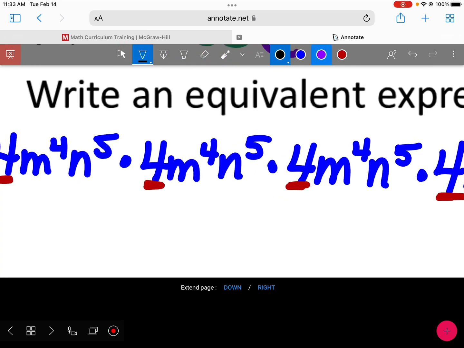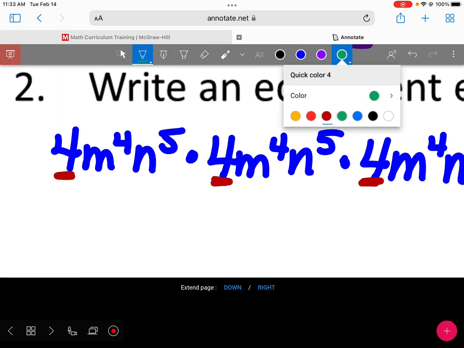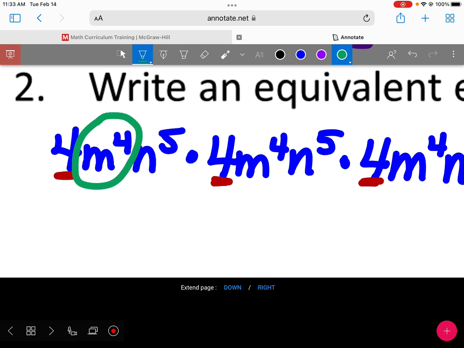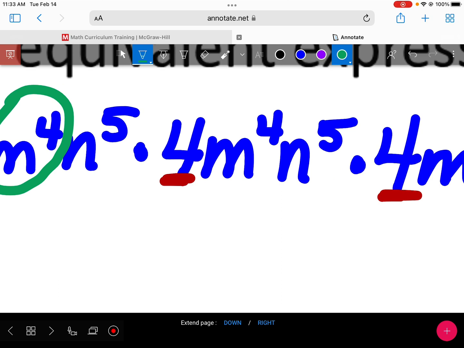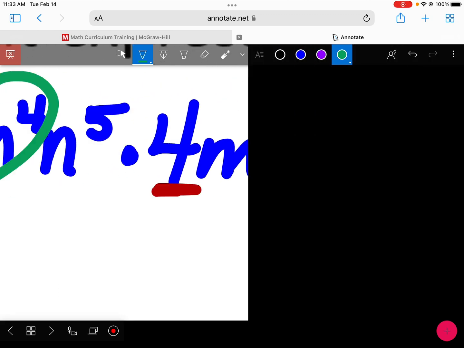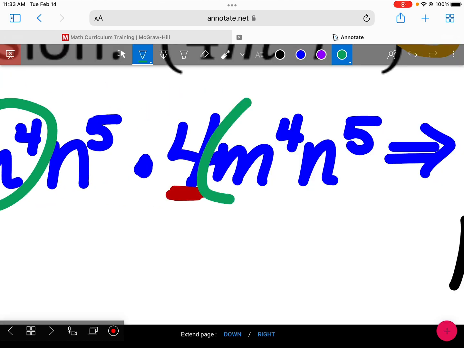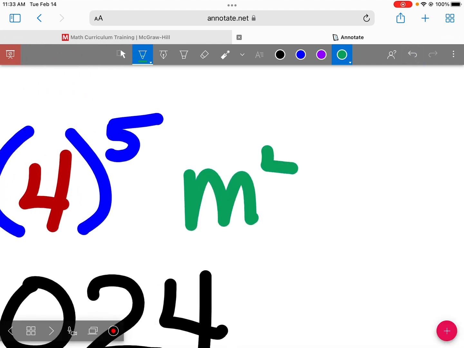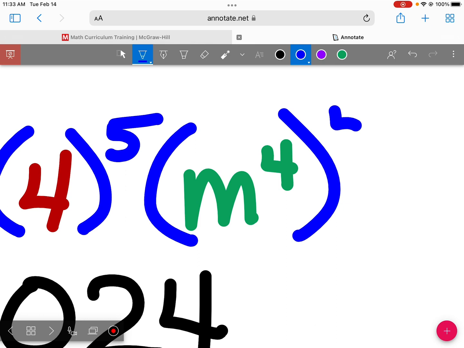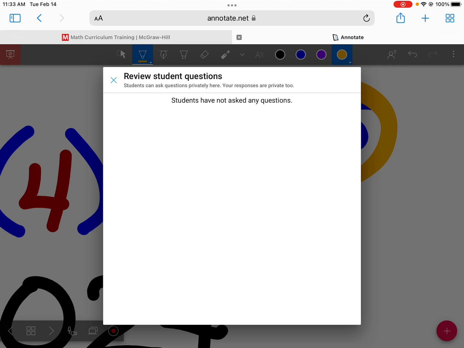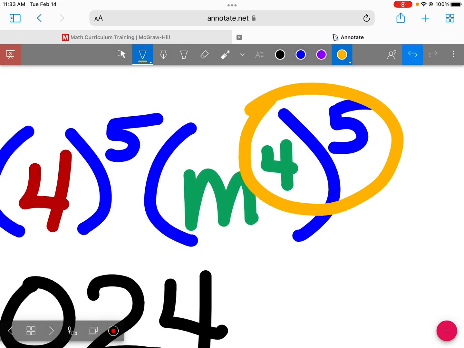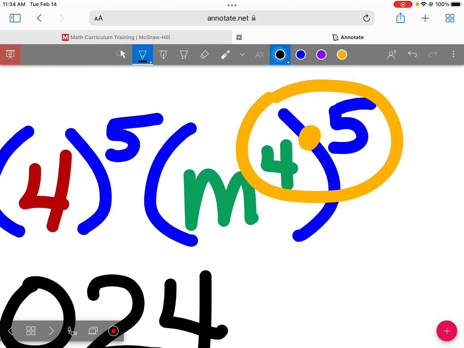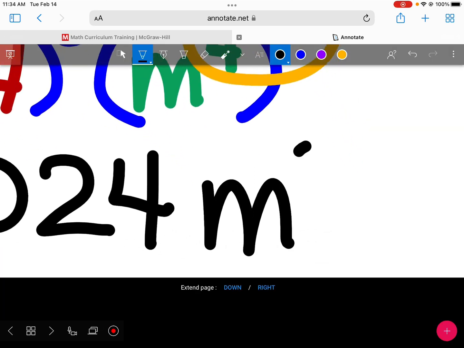How many times are we multiplying m to the 4th by itself? 1, 2, 3, 4, 5. I have 5 m to the 4th that are all being multiplied together. M to the 4th times itself 5 times. What do I do in a situation like this where I've got an exponent on the inside and on the outside of parentheses? We multiply those. So this would be m to what power? M to the 20th.